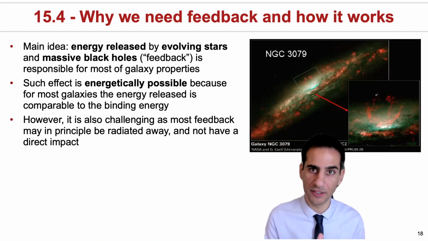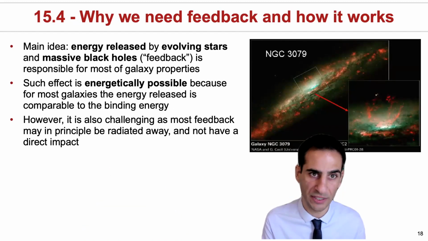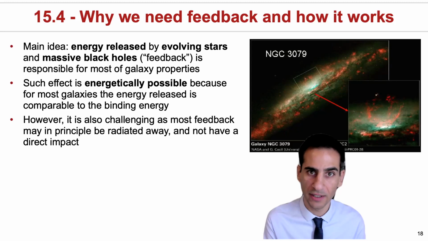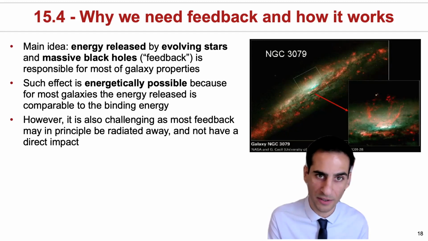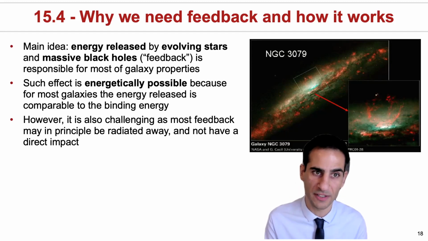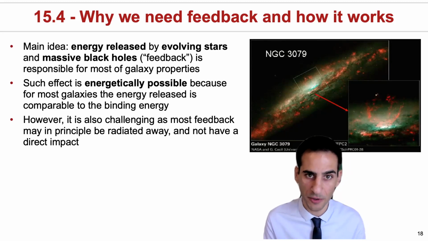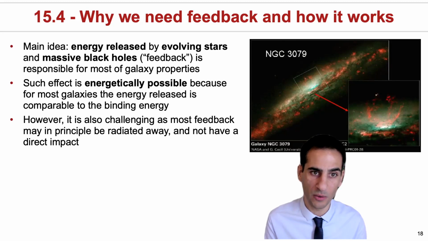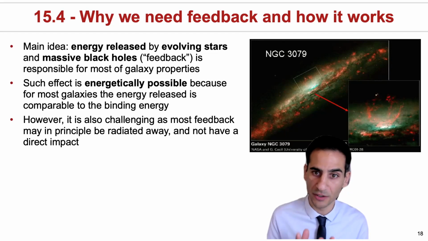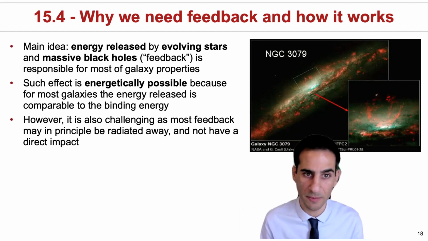The main idea behind feedback that we covered already in section 14 is that there will be energy released. For supernova feedback, this release will be coming from evolving stars, but for AGN feedback, this energy release will come from supermassive black holes. If you do the calculations, you know that such an effect is actually energetically possible. There is enough energy to actually affect the galaxy-wide scale, both from supernovae and from supermassive black holes. This is because the energy released is in many cases comparable to the binding energy. It means you can actually throw away the gas so that it never comes back.